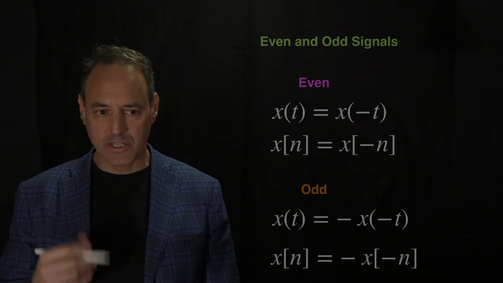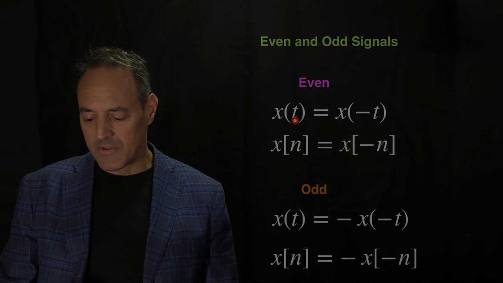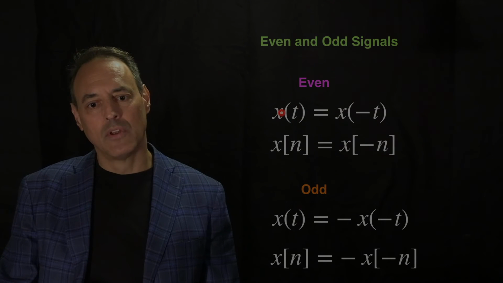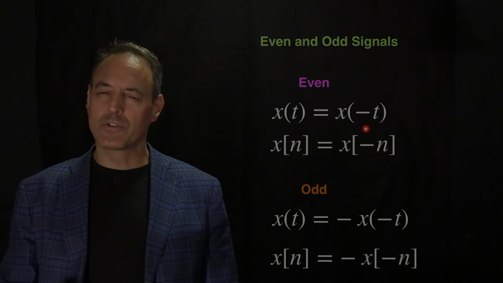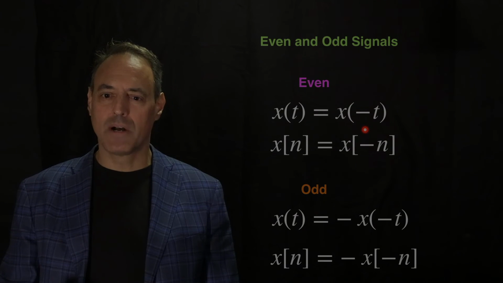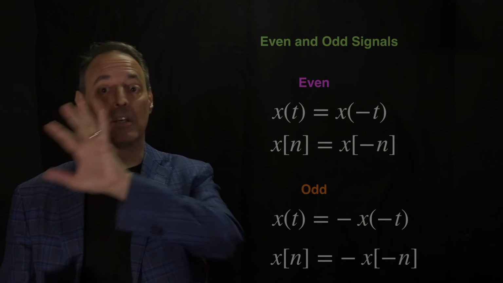So, periodic signals, even and odd signals. What is an even signal? An even signal is one where x of t looks the same as x of minus t. This looks like our reflection property that we talked about, but this is just part of the signal.